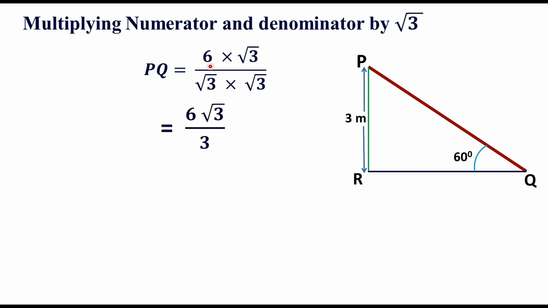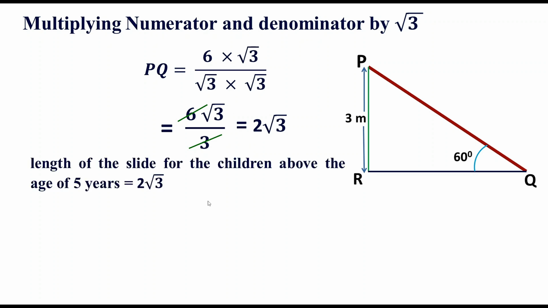In the numerator we will get 6 root 3, and in the denominator root 3 into root 3, which is root 9. Root 9 is equal to 3. So PQ is equal to 6 root 3 by 3, and 3 will divide 6 2 times. So PQ is equal to 2 root 3, and this is the length of the slide for the children above the age of 5 years.